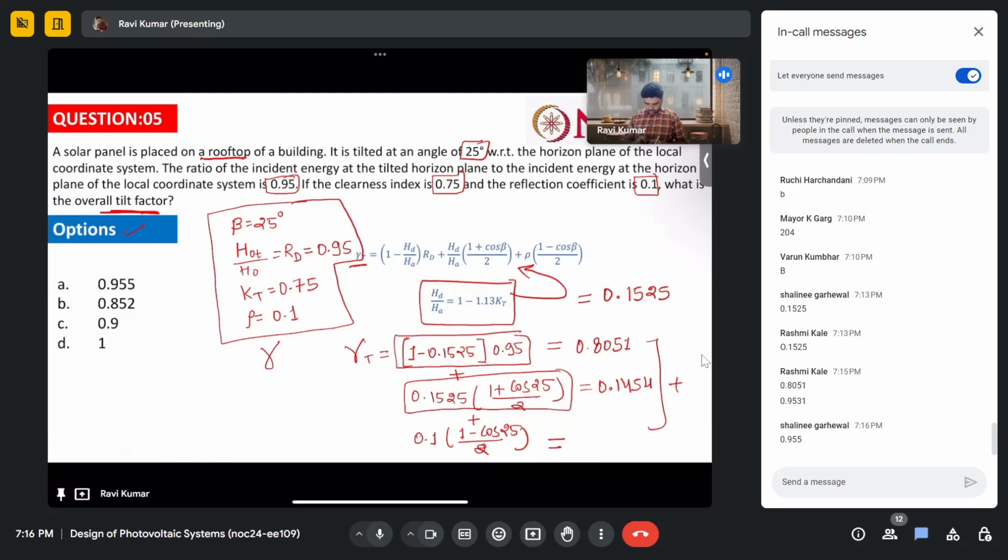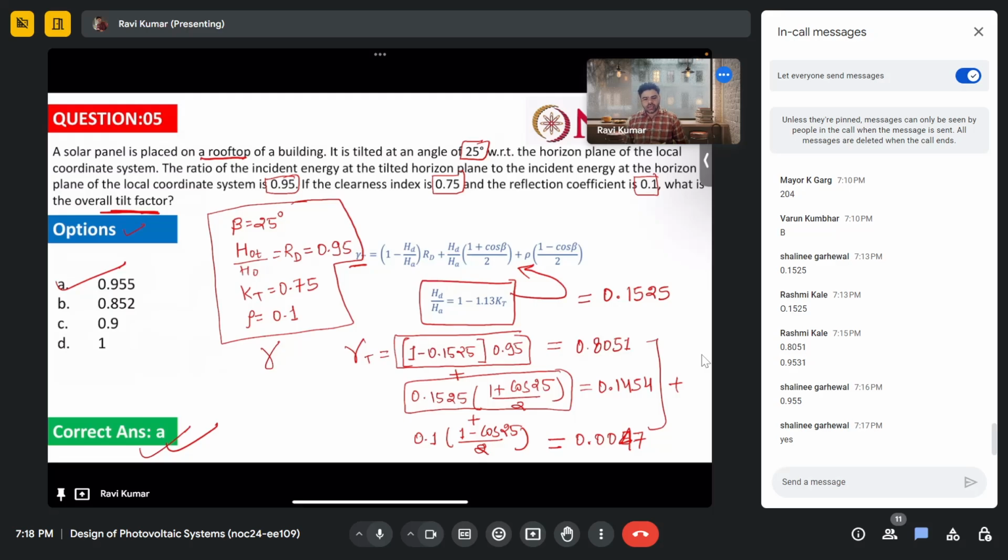Then again cos 25 minus 1 divided by 2 into minus 0.1. It is 0.0047. Now just add them: 0.8051 plus 0.1454. I got the answer. Oh, you are saying 0.955 is the overall answer, Saloni. Yes, if you add them, you will get 0.955. That is option A.